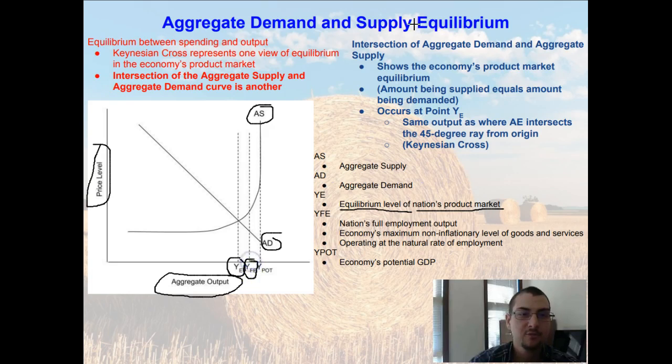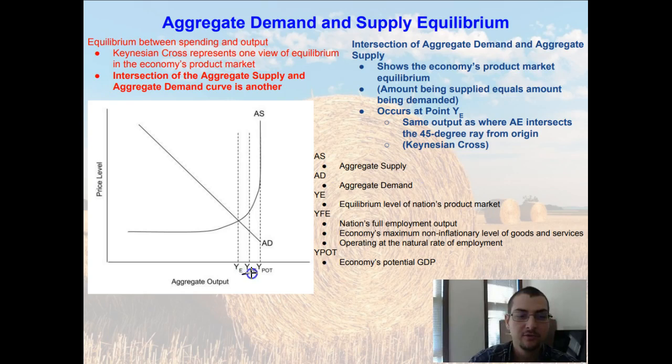And that YFE is going to become pretty important here in a little bit as we're talking about recession or inflation gaps. The nation's YFE is the nation's full employment output. It's saying that at this price level and at this output, the nation is in full employment. Everybody that's looking for a job is working. Everybody that wants to work is working, and we are in full employment of that nation.